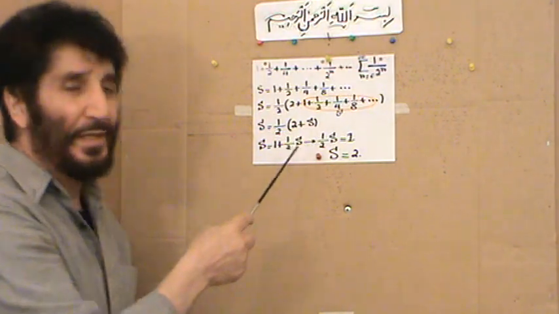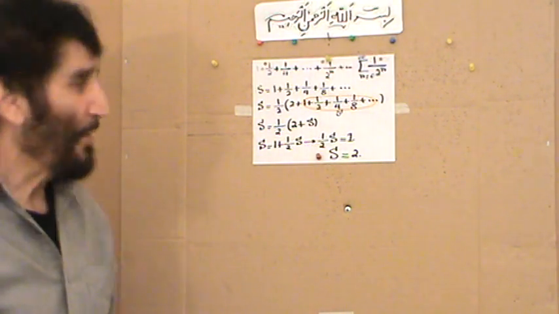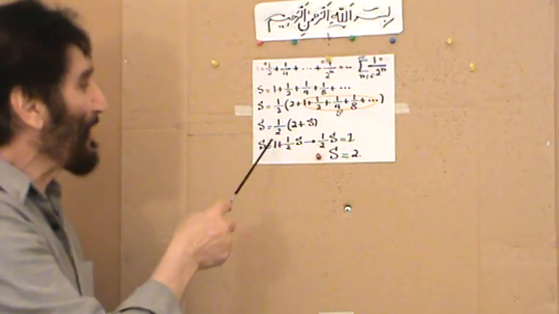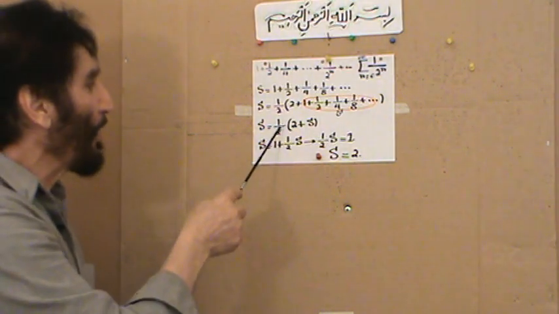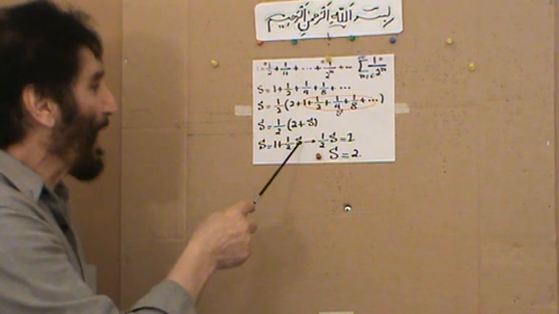Now, to solve this one is grade school. So what do I do? I just arrange it. I distribute 1 half to that. 1 half times 2 is 1. 1 half times S is 1 half S.